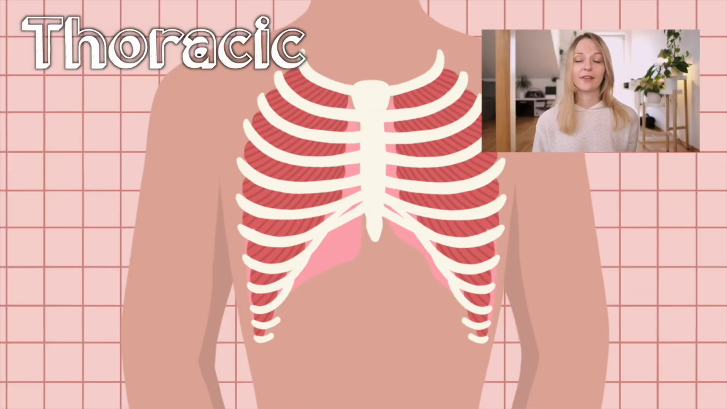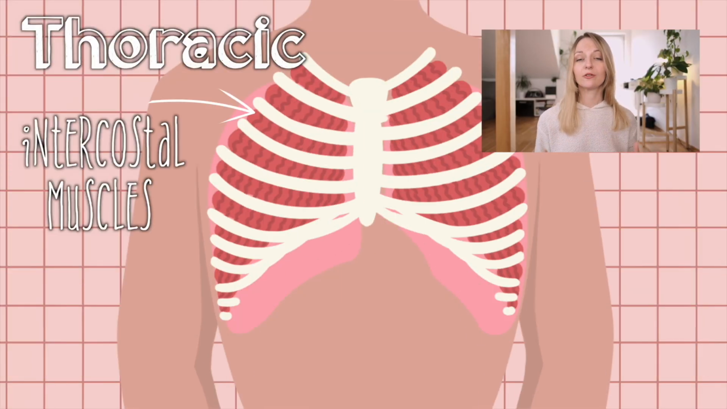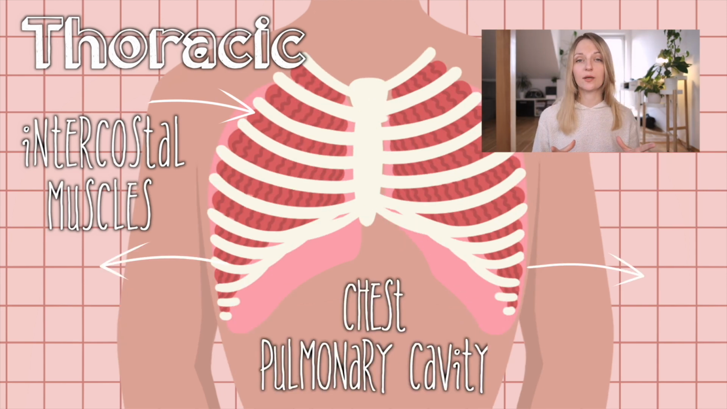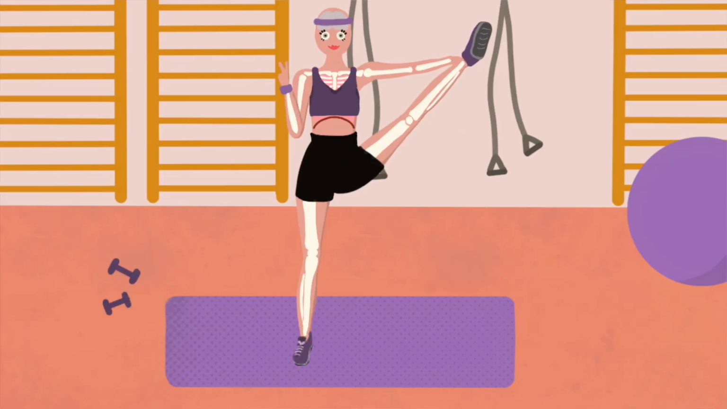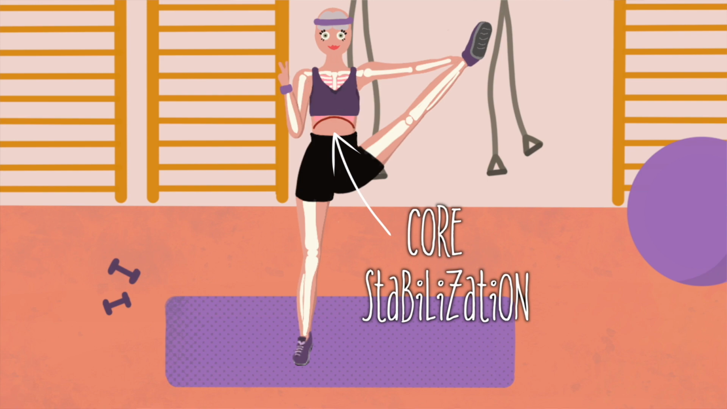The thoracic pattern is initiated by the contraction of the intercostal muscles. So when they contract, the chest and the pulmonary cavity are expanding. We can use this pattern in strengthening exercises because it stabilizes our core muscles.